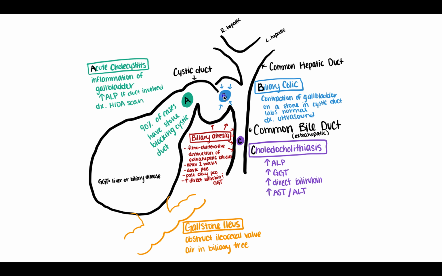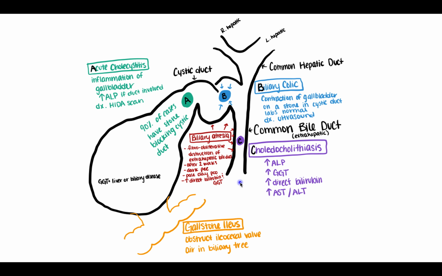Because A and B over here, we're just talking about the gallbladder and the cystic duct. But when we come down here, when you block this common bile duct, you're also blocking things that are coming up here from the liver. And so then you're going to have these increase in liver enzyme tests, right? That makes perfect sense. So A, B, and then C.